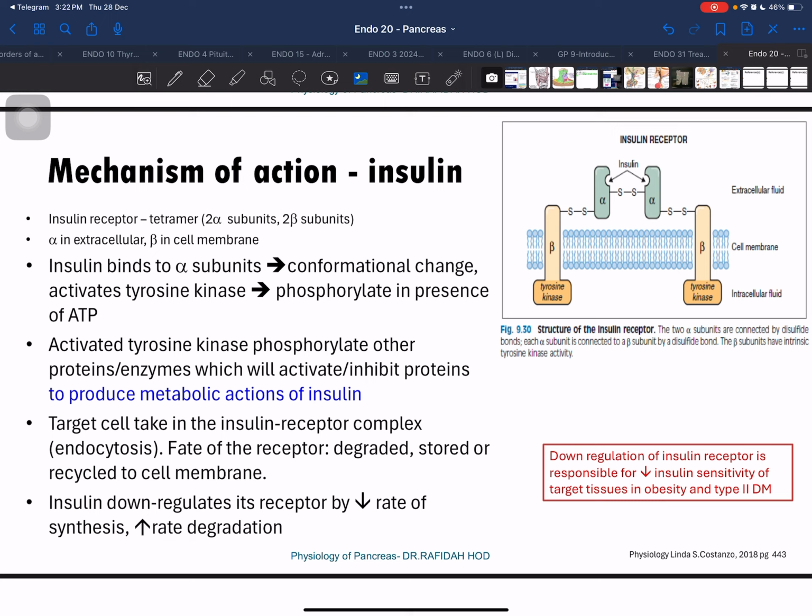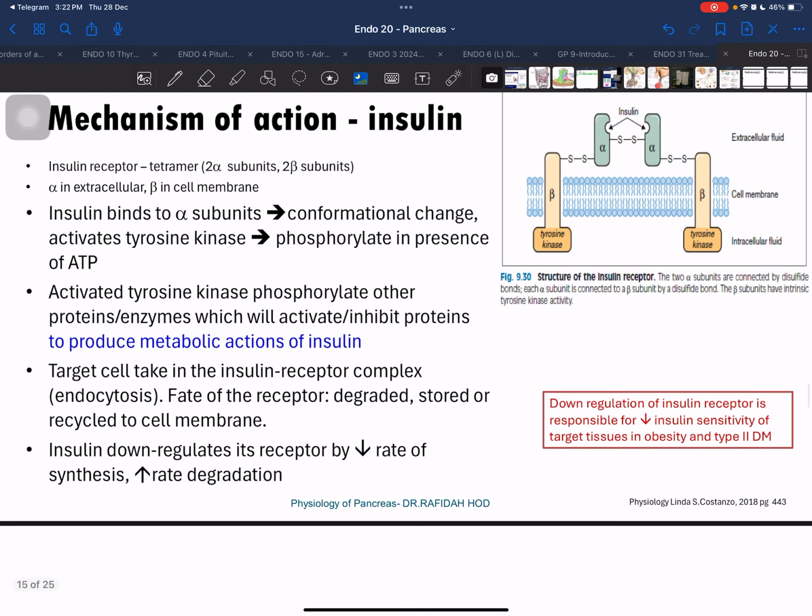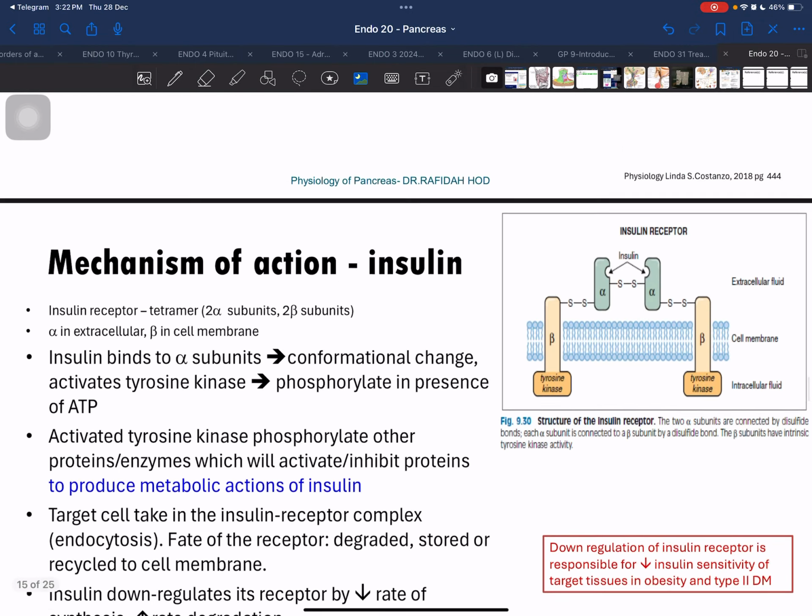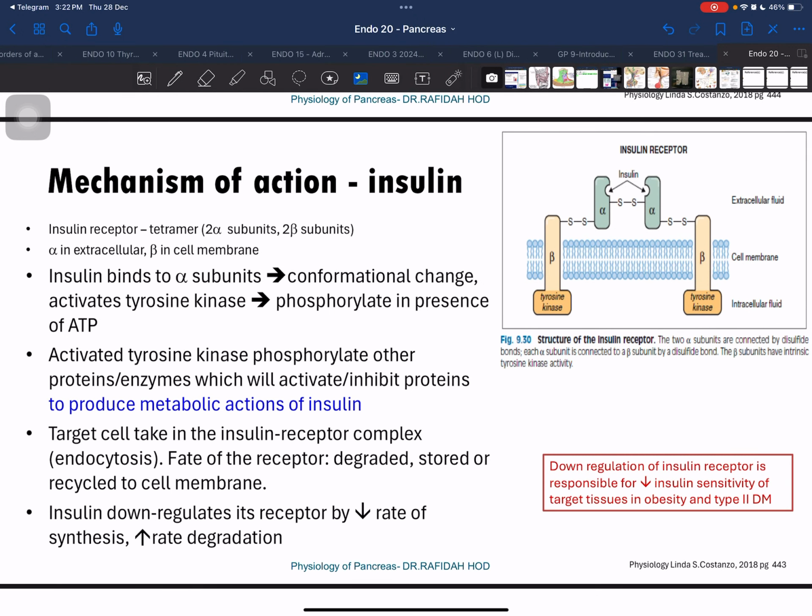So target cell ni dia akan in the end dia akan macam engulf ataupun take in this receptor complex ni, hormone, insulin dan bind, and then this receptor, so dia akan take in. And the receptor tu nanti is either dia akan degrade, dia akan recycle, or it's being stored dekat dalam sel tu. Okay, so insulin dia akan downregulate the receptor by reducing the rate of synthesis. Yang kita dah bincang awal-awal masa overview of mechanism when we talk about downregulation.